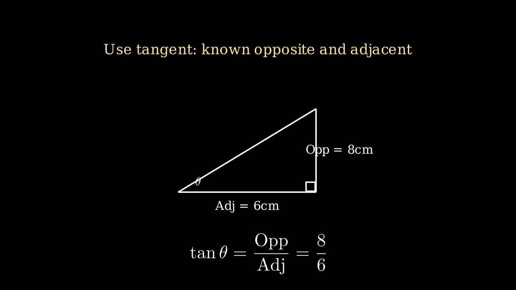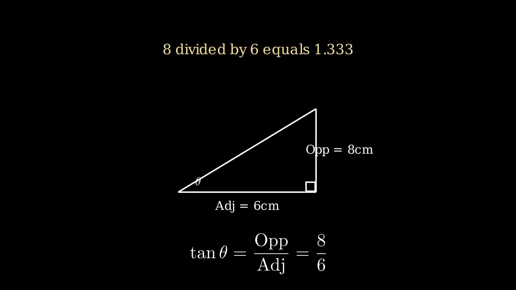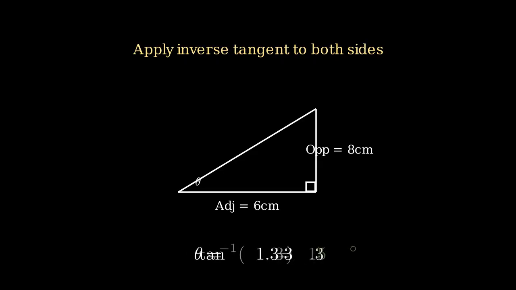So tangent theta equals opposite divided by adjacent, which is 8 divided by 6. 8 divided by 6 equals 1.333, so tangent theta equals 1.333. To get theta on its own, we apply the inverse tangent to both sides. This gives theta equals inverse tangent of 1.333, which equals 53.1 degrees.